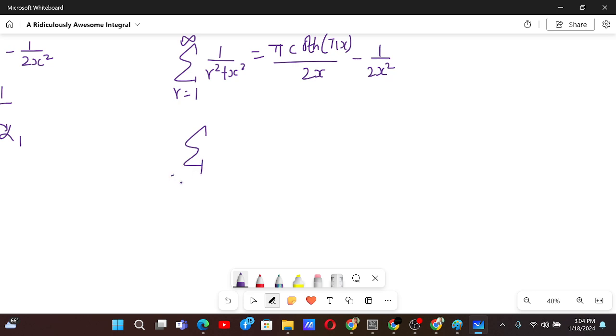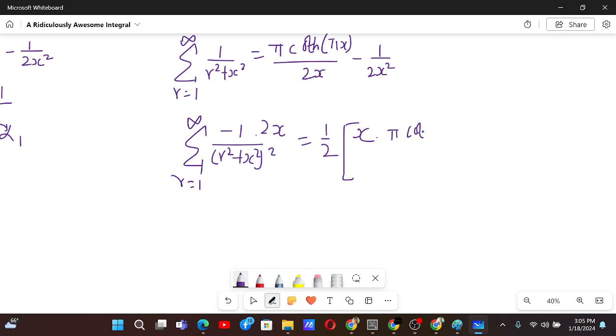What does that give us? If we differentiate both sides with respect to x, here we will have minus 1 by r square plus x square whole square times 2x. Over here, we can first take 1 by 2 common and then differentiate. So we will have x, and then the derivative of the numerator: pi cot pi x. The derivative of cot is minus cosec square, so minus cosec square pi x, and then using the chain rule, the derivative of pi x is pi.